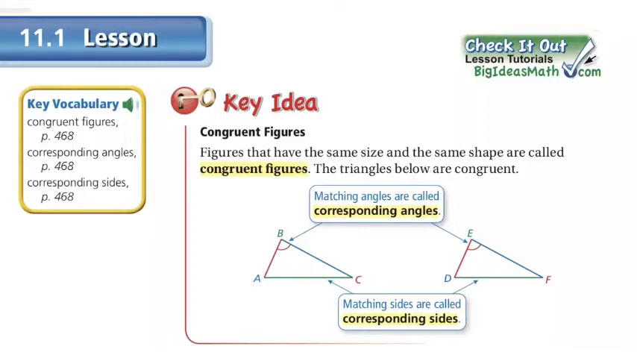The triangles below are congruent. Matching angles are called corresponding angles. And matching sides are called corresponding sides. So you might think, if I were to lay one triangle, for instance, triangle ABC, over triangle DEF, which angles would match up? Which sides would match up? Those are corresponding angles and corresponding sides.